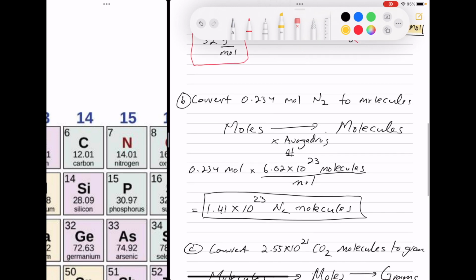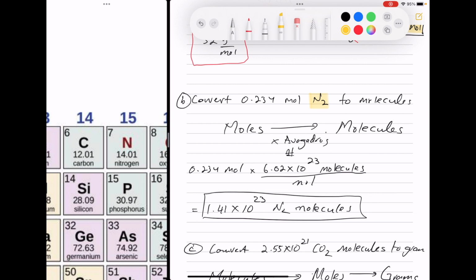The second problem asks you to convert 0.234 moles of nitrogen gas to molecules. I put the correct formula there, N2, and in the problem itself, it just says nitrogen gas. So again, another time for you to remember that nitrogen is a diatomic molecule. Now we're going from moles to something else. Every time you do that, you want to multiply.